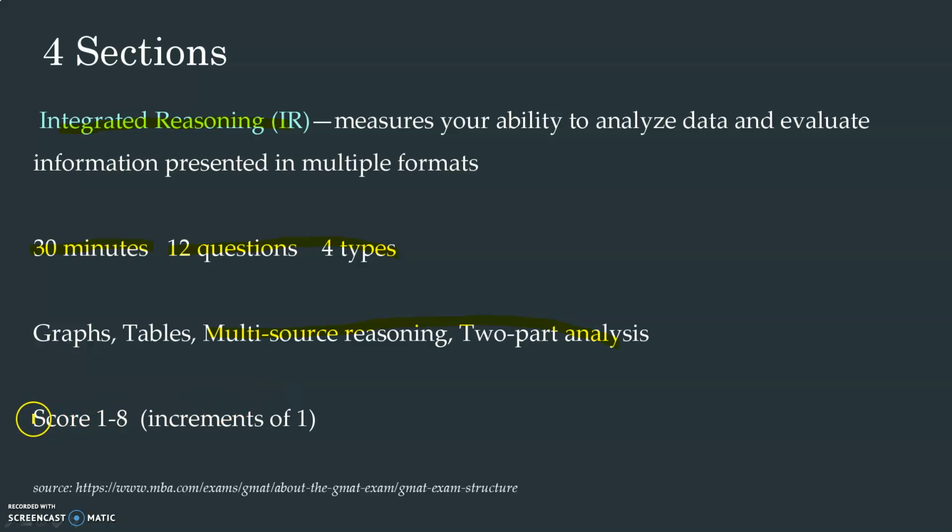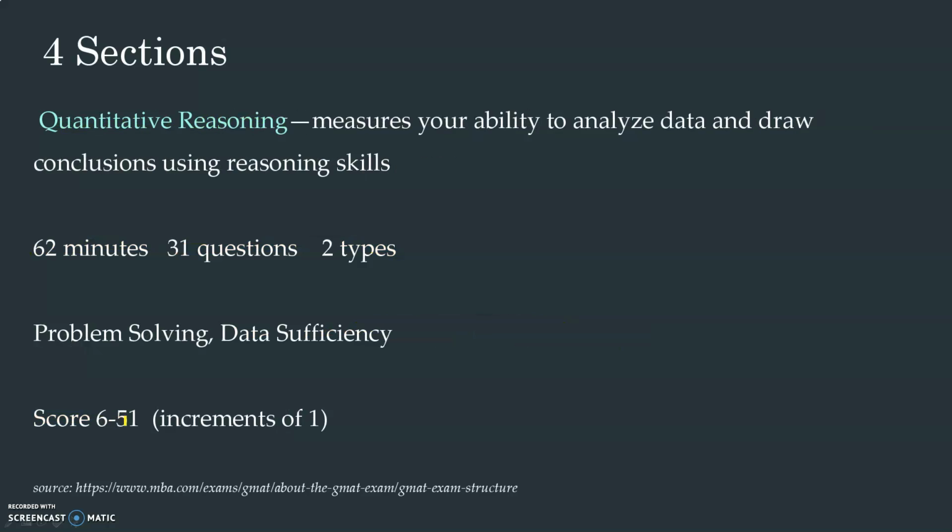The score of IR is on a scale of 1 to 8 with increments of 1. Alright, 6, 7 or 8 are considered good scores. Anything below 6 may not be considered as a great score by schools.